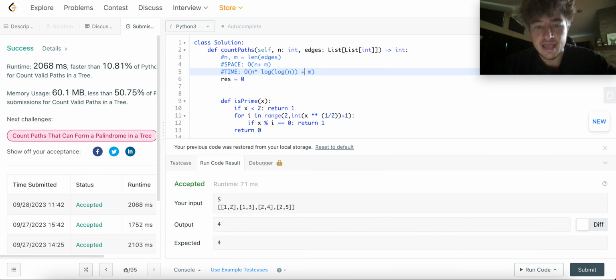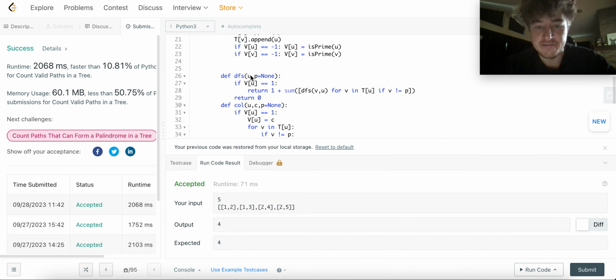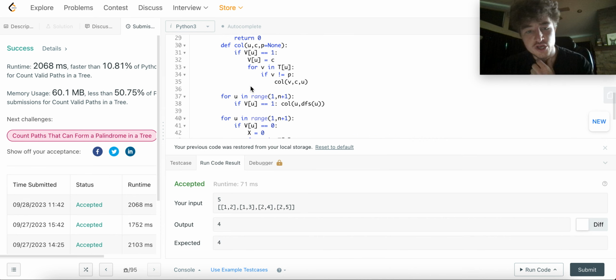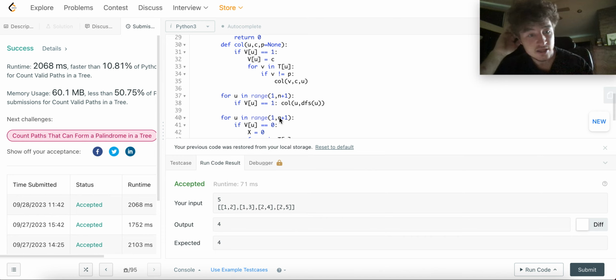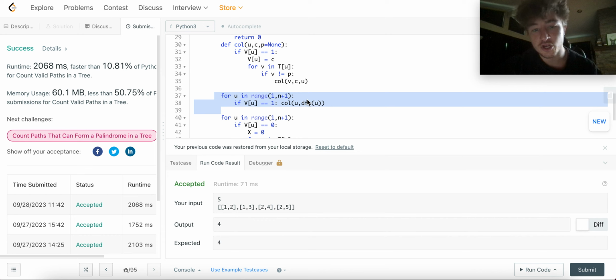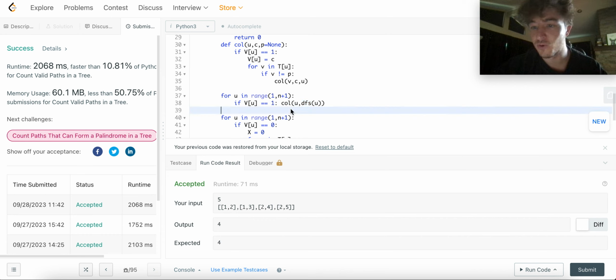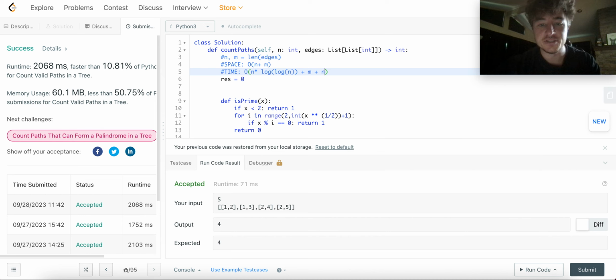We have to look at all m edges in order to populate the array. For DFS, we have to look at every node, right? We have to look at all the vertices in order to find what can be colored and what can't be. And for each of the vertices, you go through and you color them once. You find the length of them and then you color them once. So that's 2n. That's another n operations.